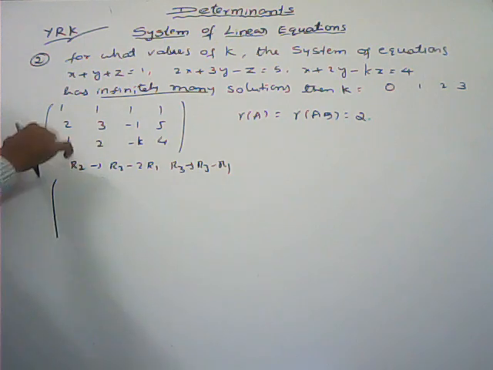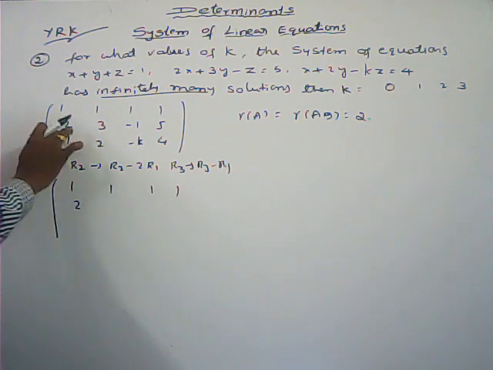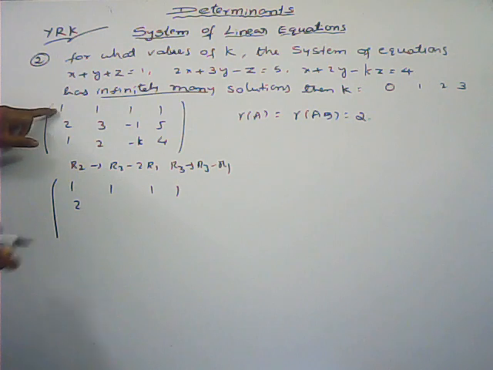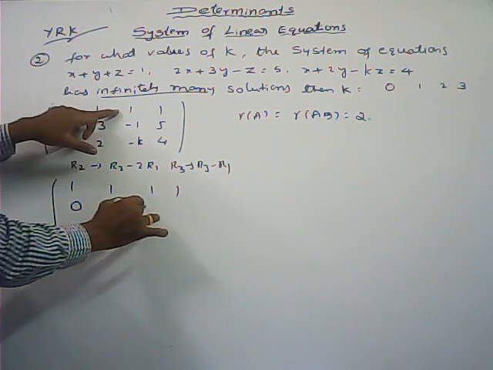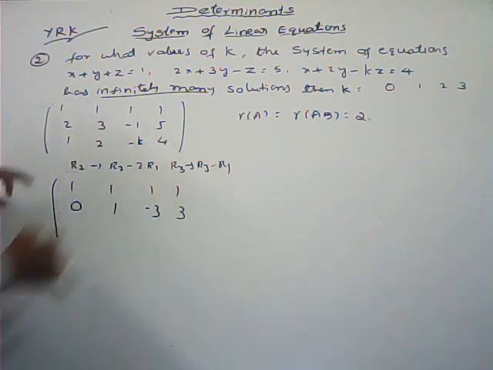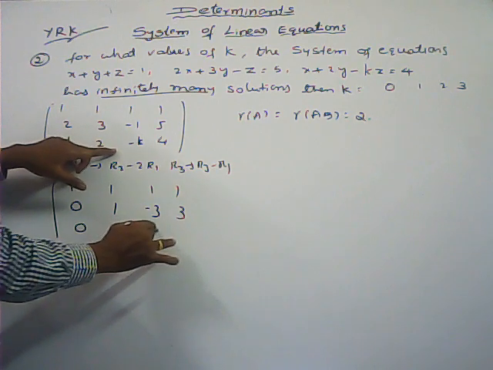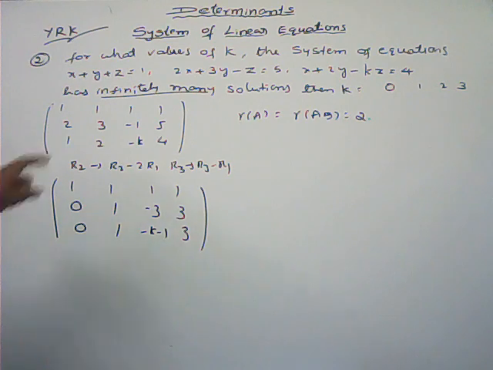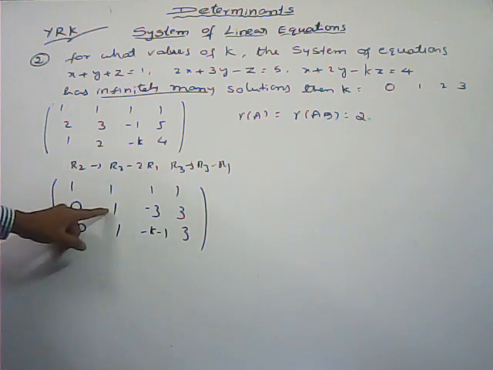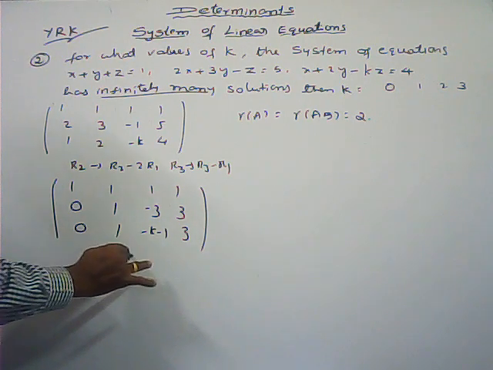By using that element, in these two places we should get zeros. 1, 1, 1, 1. Here 2 − 2 = 0, this row is multiplied by 2 and then subtracted. 3 − 2 = 1, −1 − 2 = −3, 5 − 2 = 3. 1 − 1 = 0, 2 − 1 = 1, −k − 1, 4 − 1 = 3. Next, how to get 0 here? By using this element, subtracting 1: R3 goes to R3 − R1.